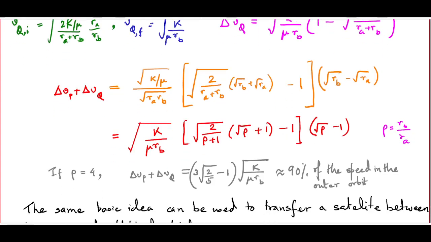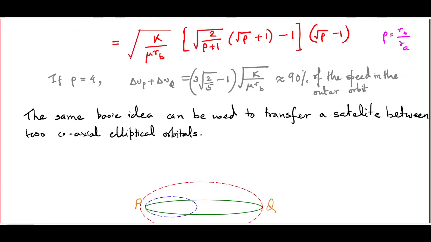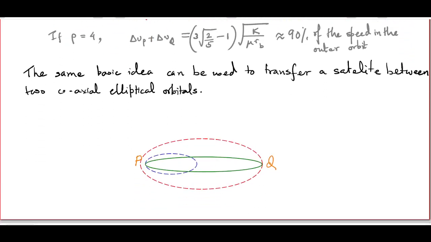Note that so far we have talked about Hohmann transfer being between two circular orbits of different radii. However, the same idea can be used very easily to transfer a satellite from a smaller elliptical orbit to a larger elliptical orbit as long as their axes coincide.